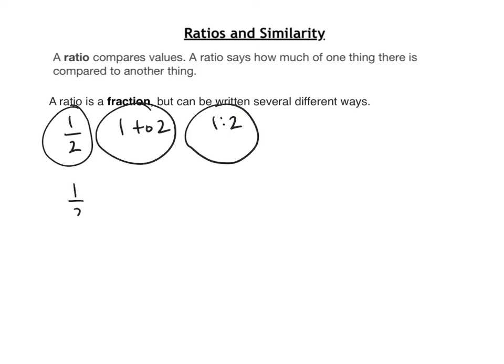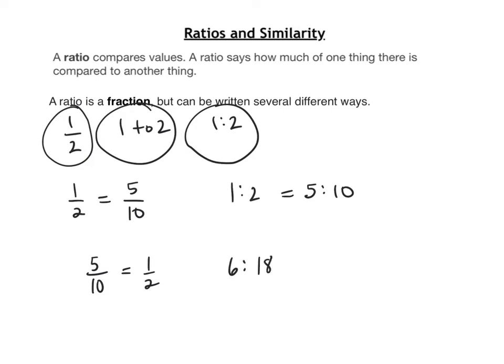We know that 1/2 is equal to 5/10. That means that 1 to 2 is equal to 5 to 10. And just like we can reduce a fraction, for example, 5/10, we divide them both by 5 and we get 1/2. If I get a ratio like, say, 6 to 18, I can divide both of those by 6 and say, hey, that's 1 to 3. These two are equivalent ratios.